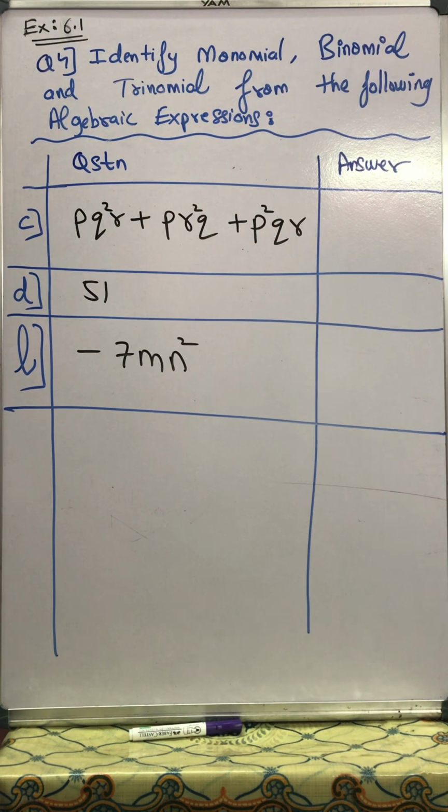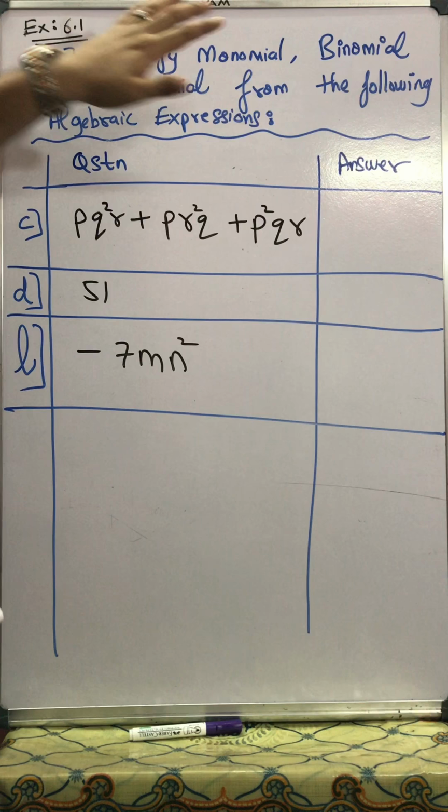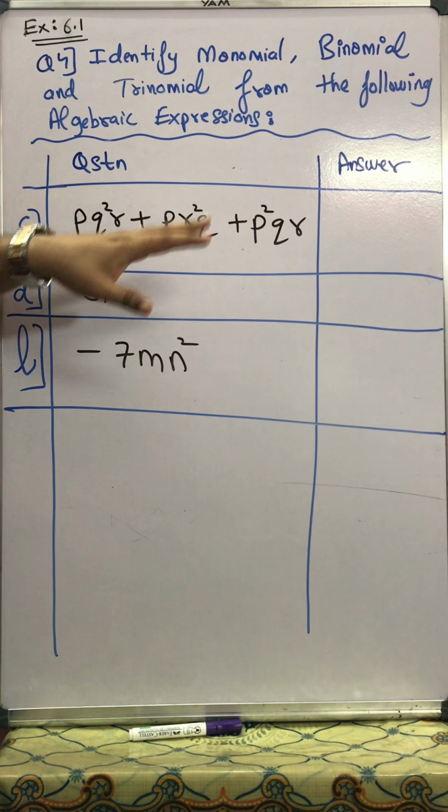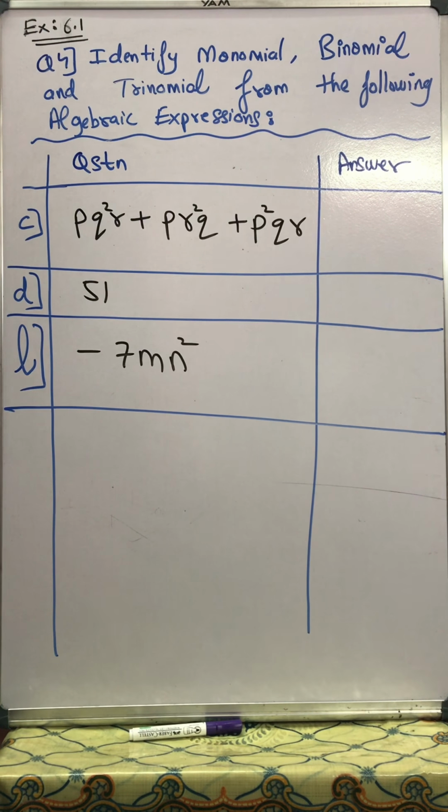Hope, students, you understood the note properly. I gave you all the note for question number 4. Then after erasing the note, I have actually written question number 4. The same question, identify monomial, binomial and trinomial, what we saw in our note. Now just solving it. Within question number 4, I have written 3 sub-questions. Sub-question C, sub-question D and sub-question L. We just need to identify whether they are monomial, binomial or trinomial.